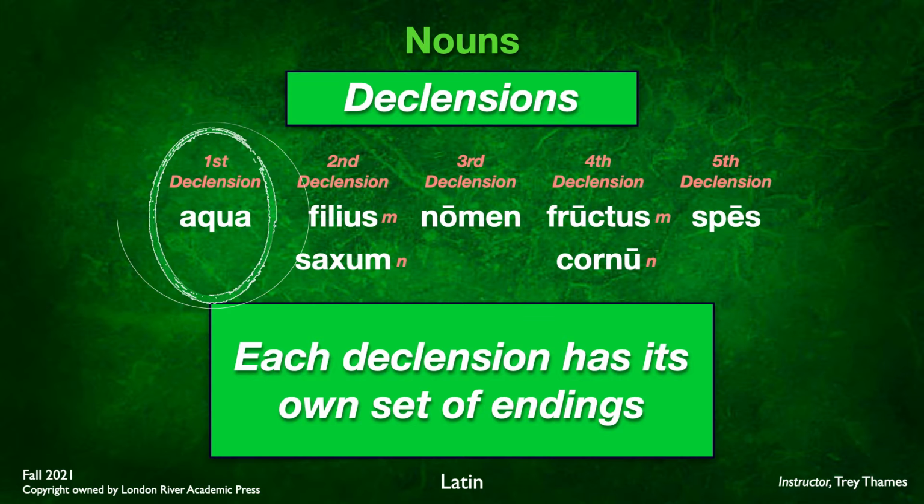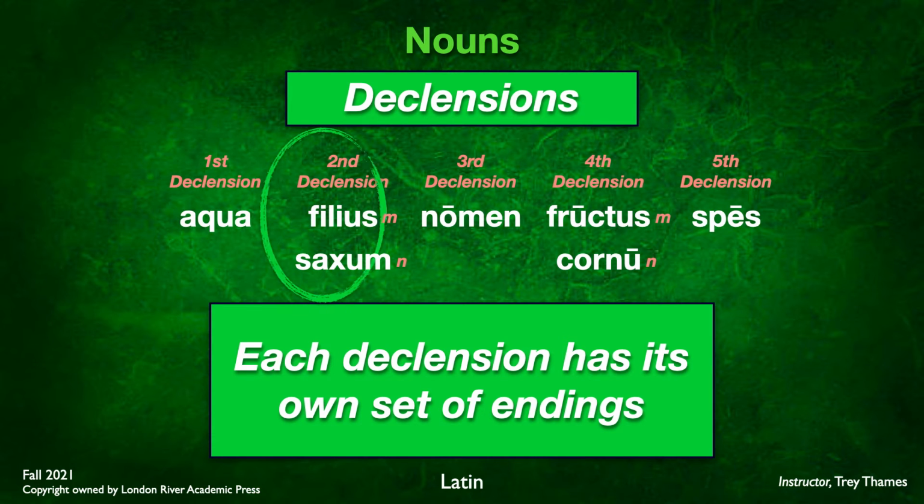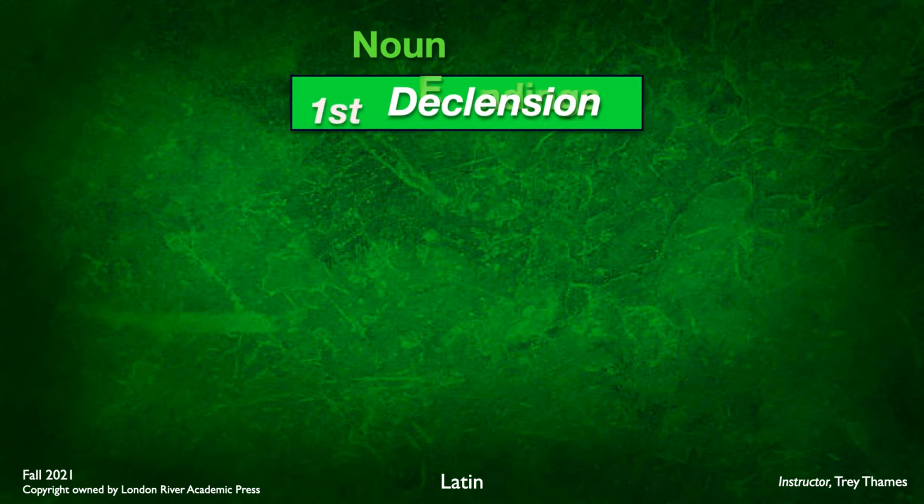Today, there's aqua, that was chapter 2. Chapter 3 is filius. And then chapter 4, which is what this lesson is about, we're going to be looking at second declension neuter, and the paradigm noun is saxum. It means rock. And so let's look at a quick review of first declension noun endings.